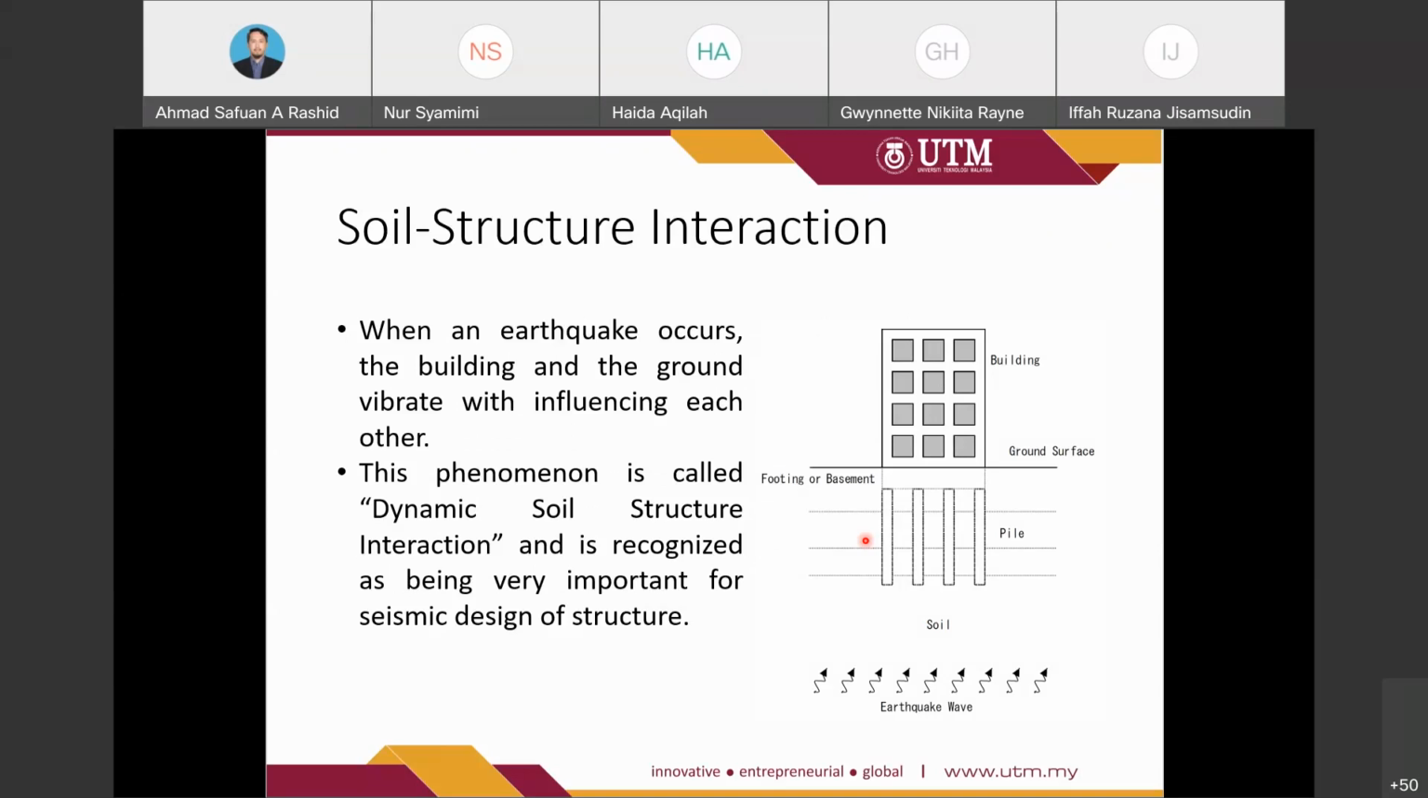So these are some examples of soil structure interaction. When an earthquake occurs, the building and the ground vibrate, influencing each other. This phenomenon is called dynamic soil structure interaction and is recognized as being very important for seismic design of structures. So this is the earthquake wave. Then we have the soil. Then this is the foundation, while this is the main superstructure.